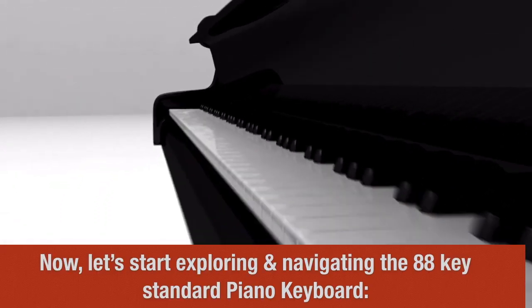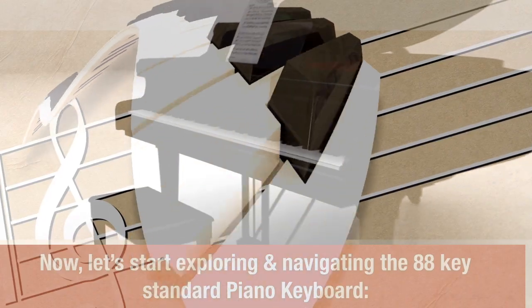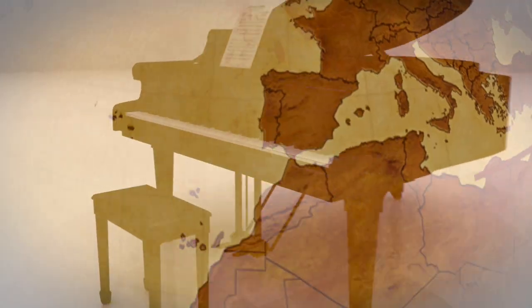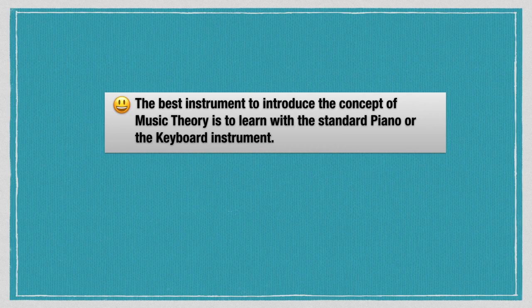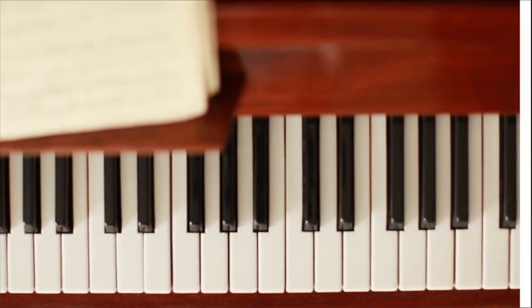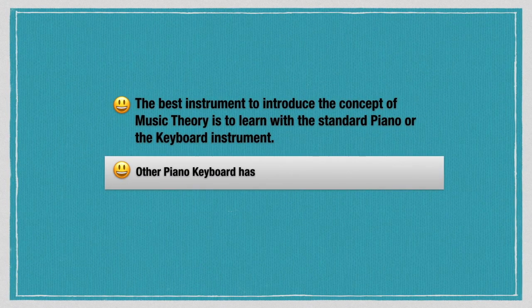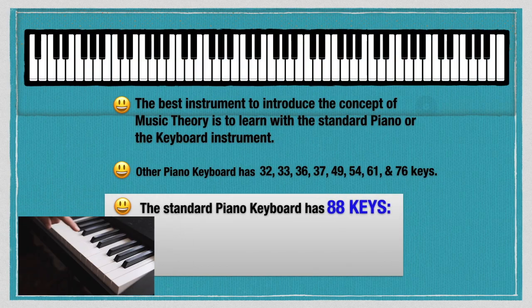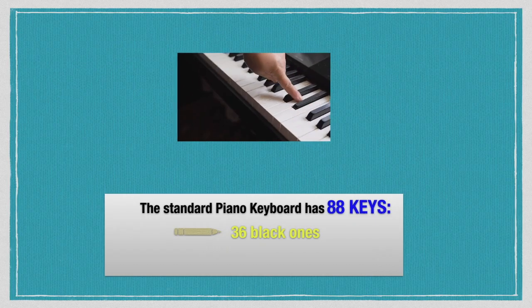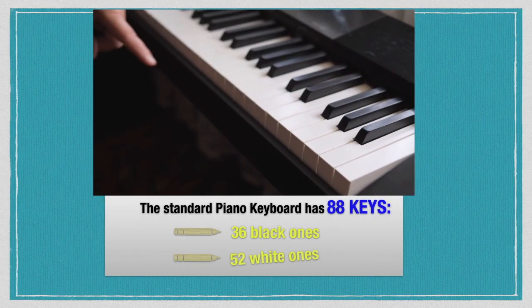Now, let's start exploring and navigating the 88-key standard piano keyboard. The best instrument to introduce the concept of music theory is the standard piano or keyboard instrument. Other piano keyboards have 32, 33, 36, 37, 49, 54, 61, and 76 keys. The standard piano keyboard has 88 keys. There are 36 black ones and 52 white ones.